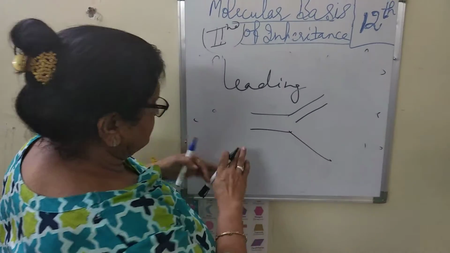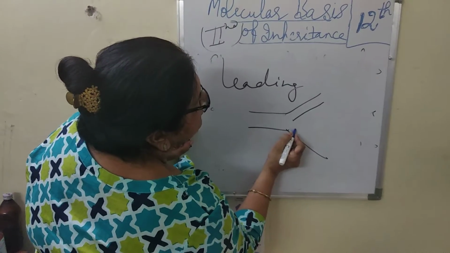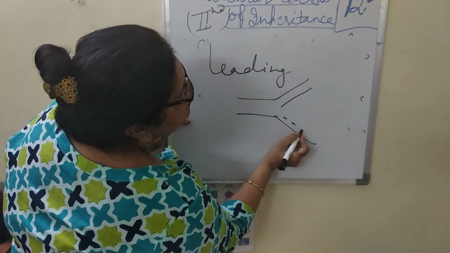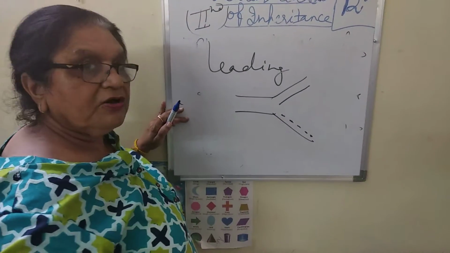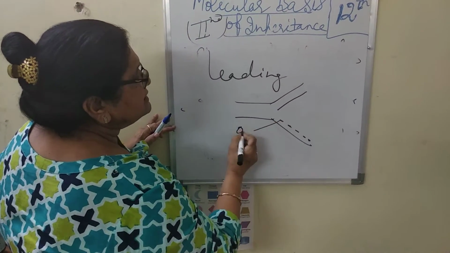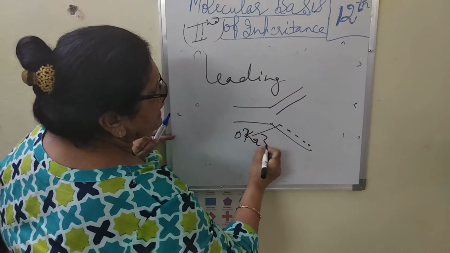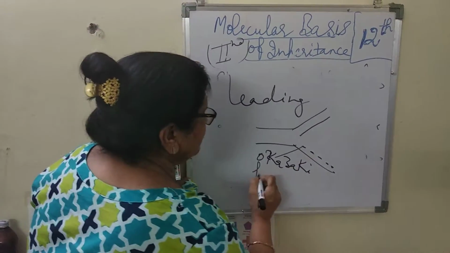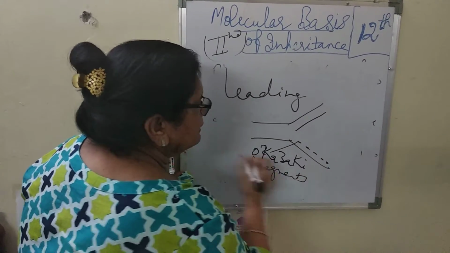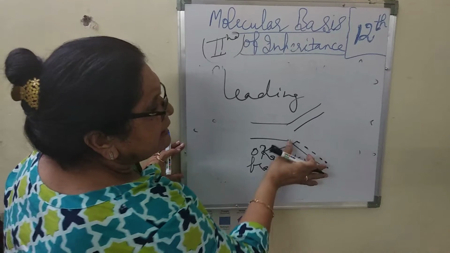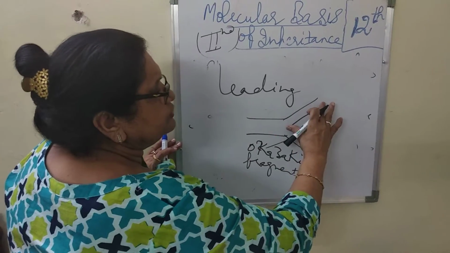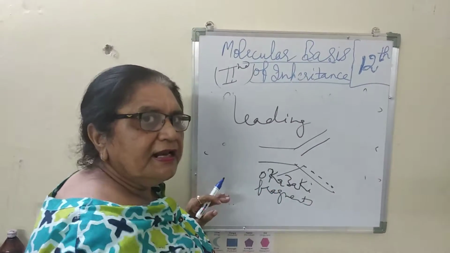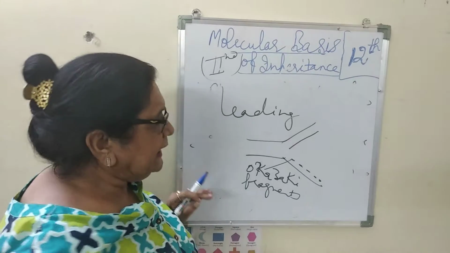On the second side, the strands are formed in fragments. These fragments are called Okazaki fragments, after the scientist who discovered them. They are not continuous, whereas here it is continuous. So every fragment has to be formed by the action of a new RNA primer, while here they need only one RNA starting point.